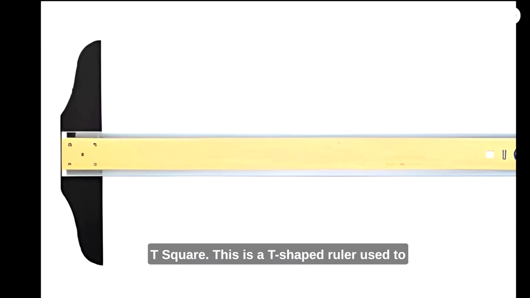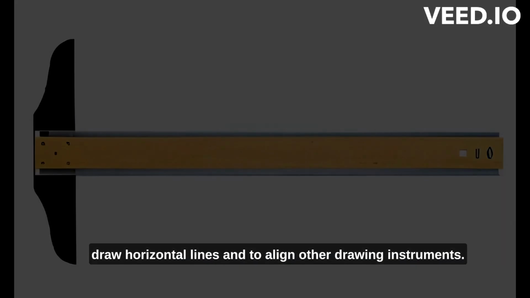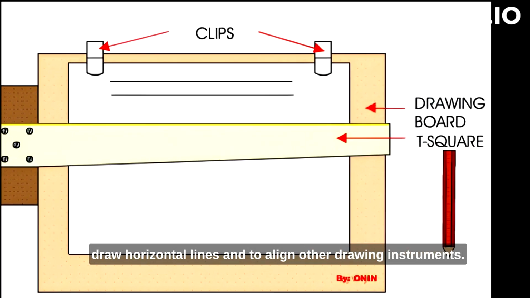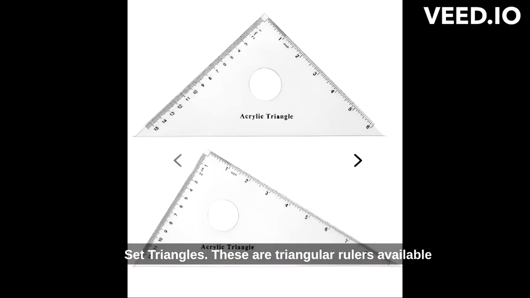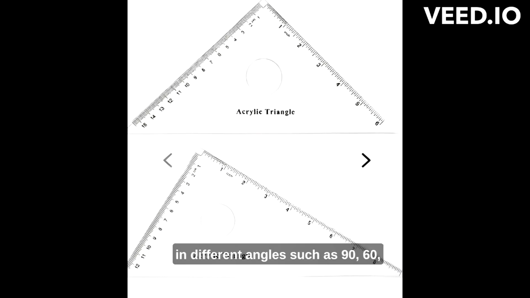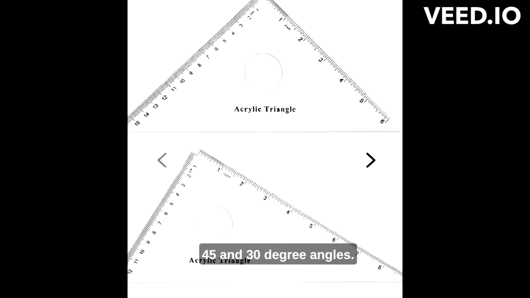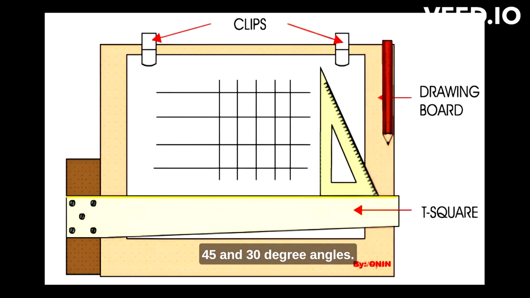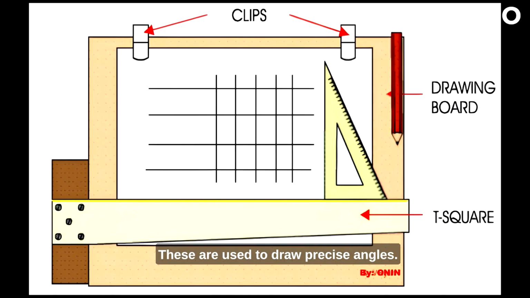T-square. This is a T-shaped ruler used to draw horizontal lines and to align other drawing instruments. Set triangles. These are triangular rulers available in different angles such as 90, 60, 45, and 30-degree angles. These are used to draw precise angles.